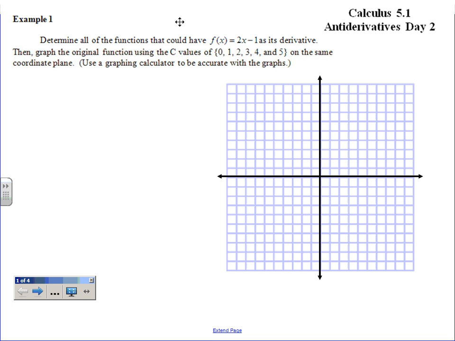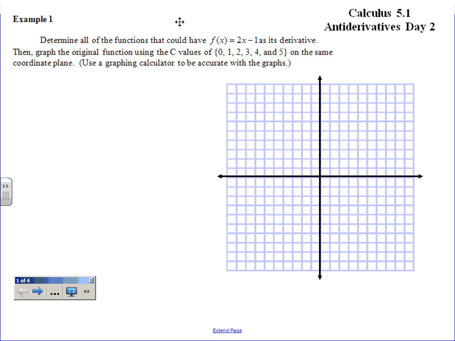So the first statement, let's just deal with the very first statement here. It says determine all of the functions that could have 2x minus 1 as its derivative. Now see, here's a lot of how the AP goes. You know how to do that problem, but do you understand what it's saying is really the issue. So they're saying that 2x minus 1 is the derivative of something. And I would like you to give me all possibilities.